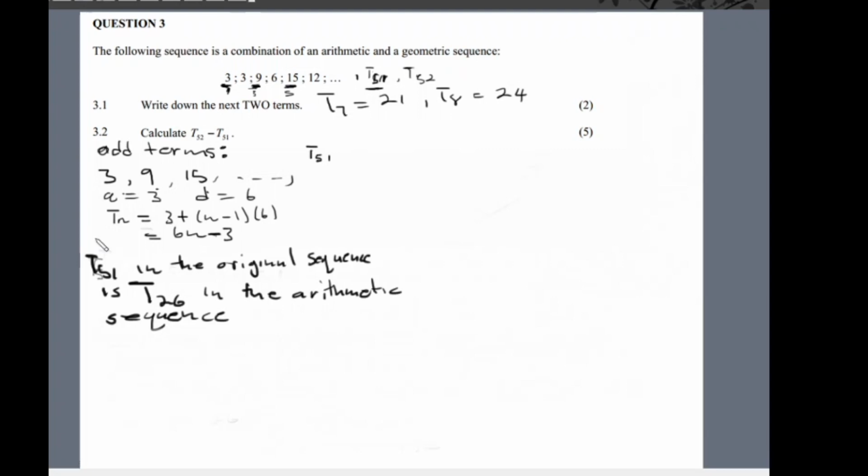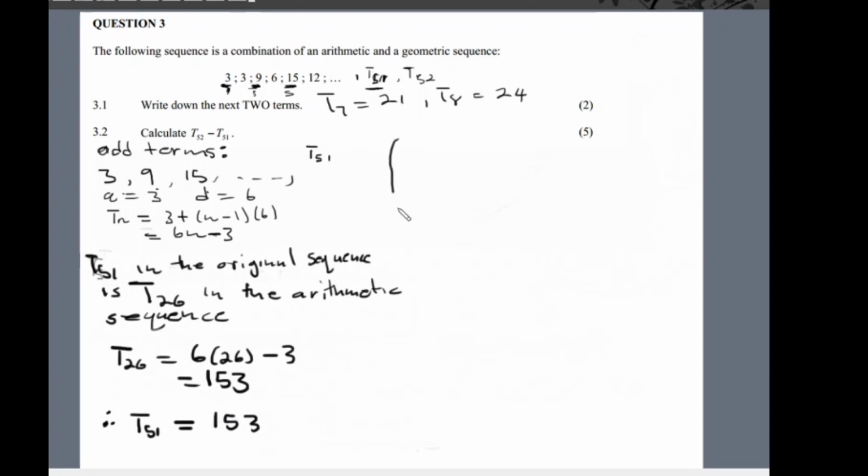Term number 26 in the arithmetic sequence is 6 times 26 minus 3, that is 153. So in the arithmetic sequence, term 26 is 153. Therefore, T51 in the original sequence is equal to 153, right?